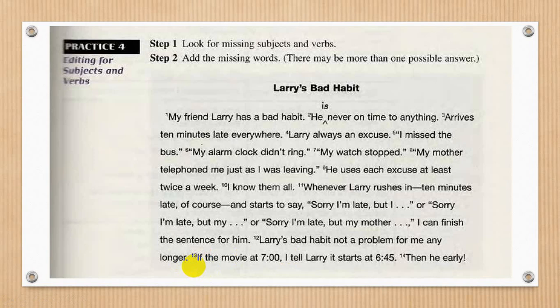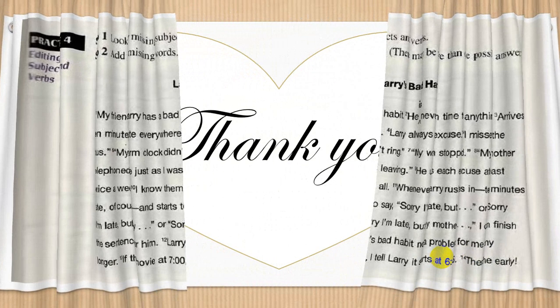If the movie، إذا movie, the movie الفاعل, at 7 o'clock تكملة. I tell Larry, I فاعل, tell فعل, Larry مفعول به, it starts at 6:45، يعني إذا الفيلم بالسبعة أنا أقول له 6:15، 7:15 حتى يجي يلحق على بداية الفيلم. Then he early، لاحظوا then he فاعل و early تكملة، محتاجين شنو؟ محتاجين verb اللي هو he's early. Very good. He's early. So خلينا نعرف الكابيتاليزيشن for the next lecture.